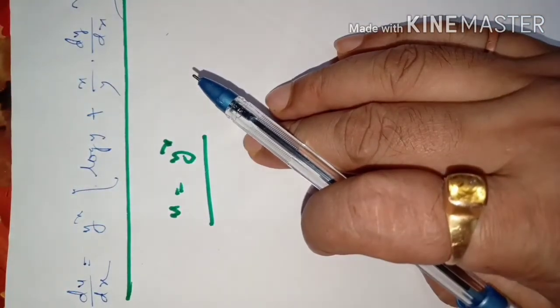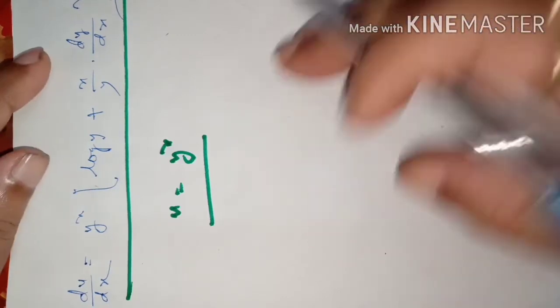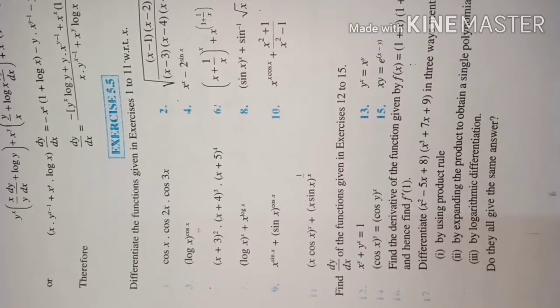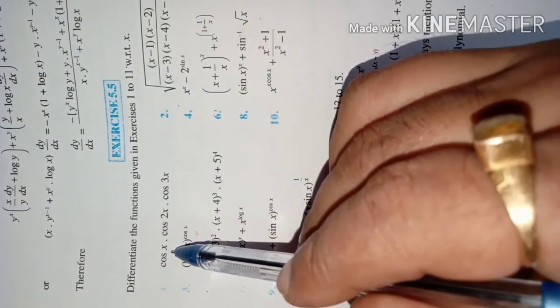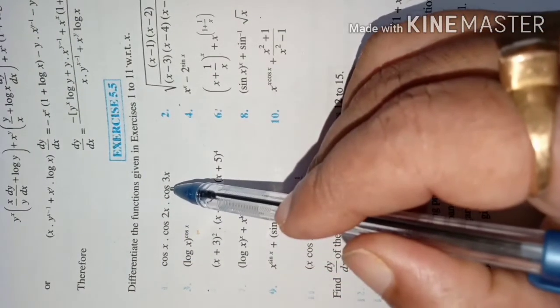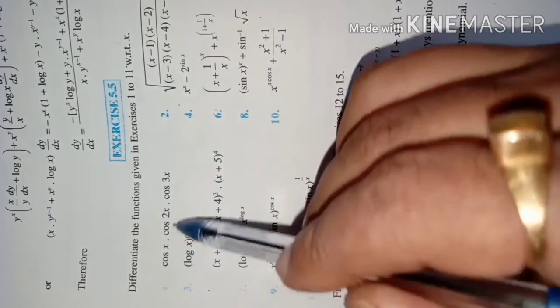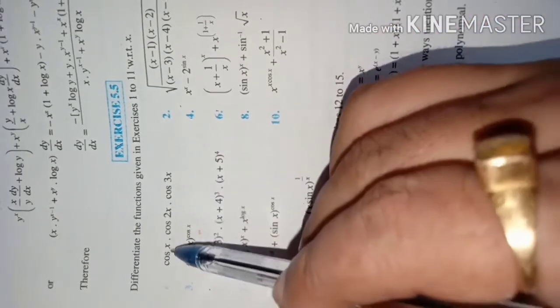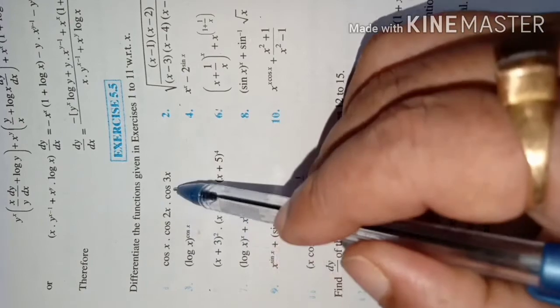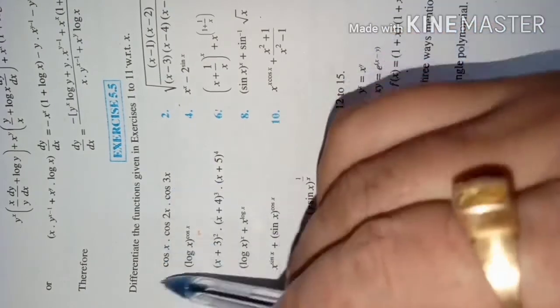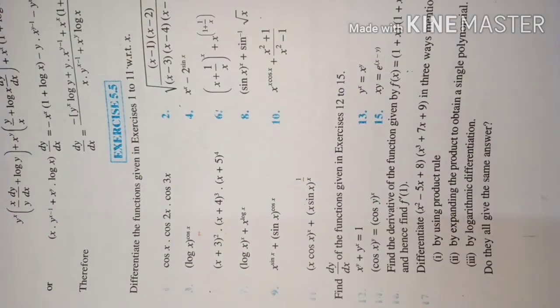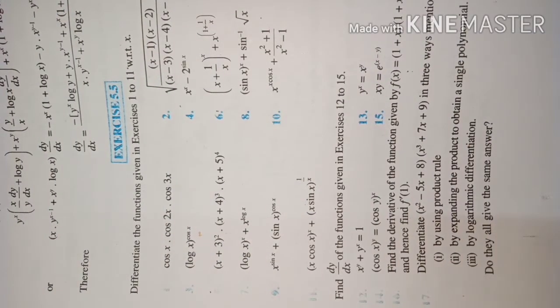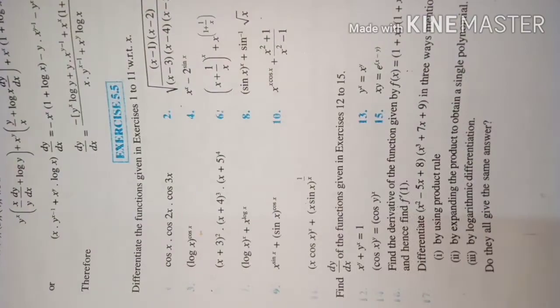So we will take one question from the exercise. Let us see now. Look at exercise 5.5, question number 1. It is a product of cos x, cos 2x, cos 3x. So it is a product of three functions. We can consider these as u, v, w. Suppose this whole expression is y. Let us find the derivative of this whole thing.